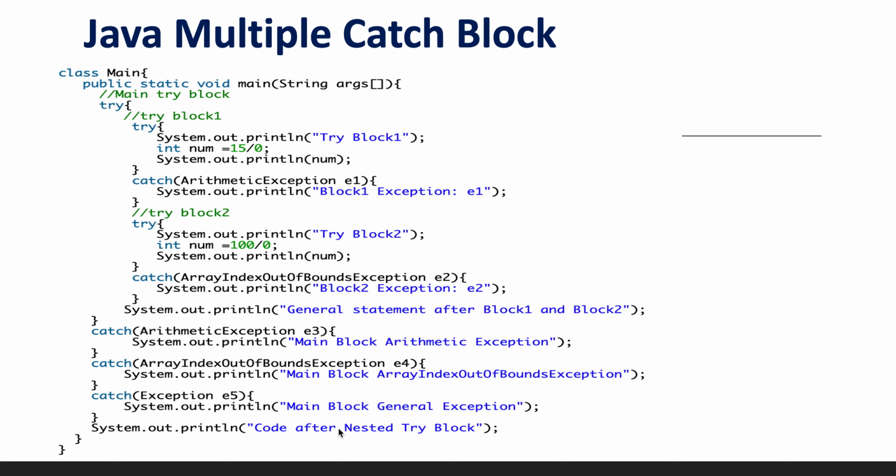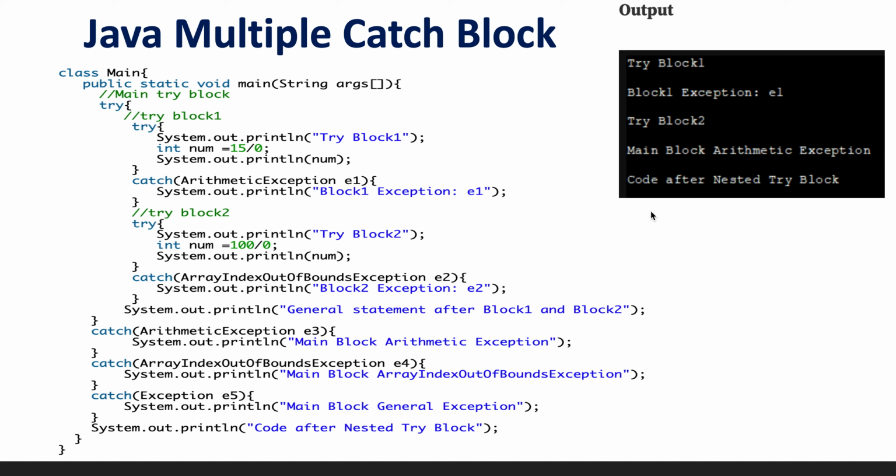So if you run this program, you will see output something like this. What is happening here? Let's debug it one by one. First we are printing the statement try block 1, then we are doing some operation that might cause an exception like ArithmeticException. We have handled it, so that's why it is printing the block exception E1, that is nothing but this one.